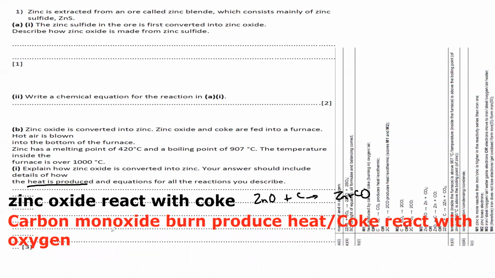So the second reaction, the carbon reacted with oxygen to give carbon dioxide, or carbon monoxide which is produced reacted with more oxygen to give carbon dioxide. Or you can say carbon or coke reacts with oxygen to give carbon dioxide. Both are exothermic reactions. That's how they are producing heat energy. Then describe the equation for the overall reaction.